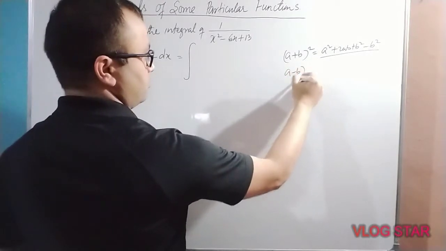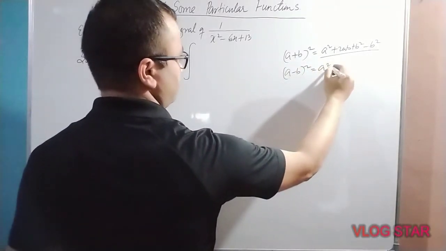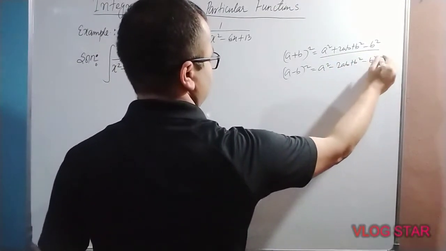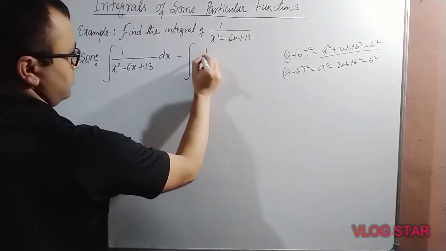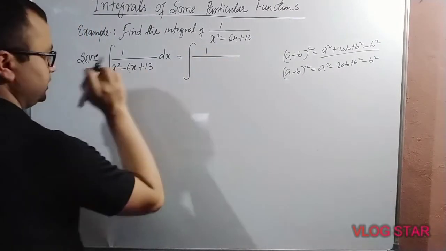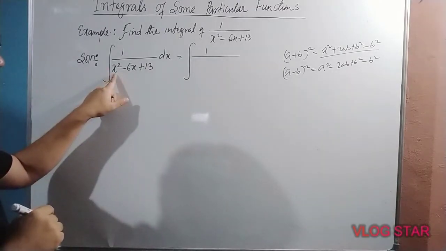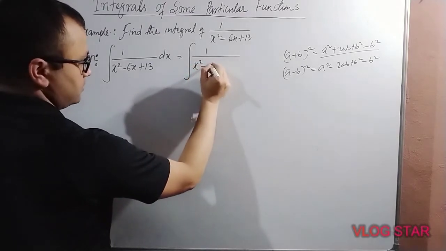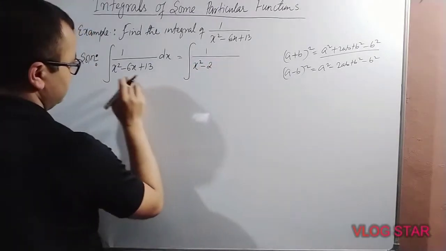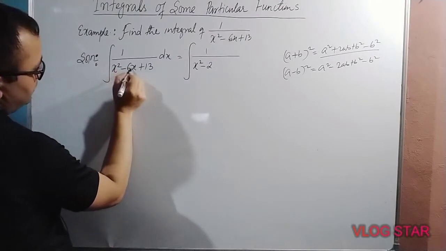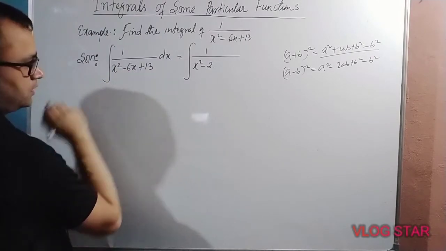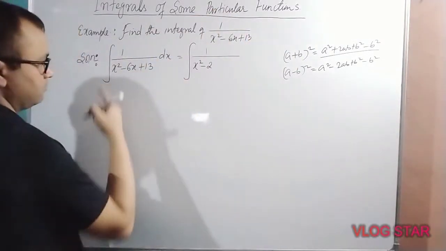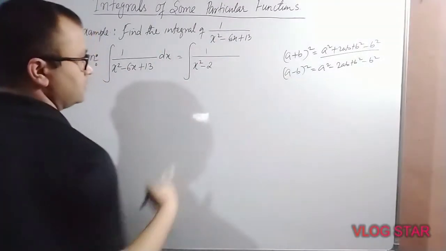For a minus b whole square, we have to make first a square minus 2ab plus b square minus b square. So first find out b. A is x. Now what is b? Here it is x square minus 2 into a into b, because in between x square and x there is a minus sign. If there is plus, we will make a plus b whole square. If there is minus, we will make a minus b whole square.